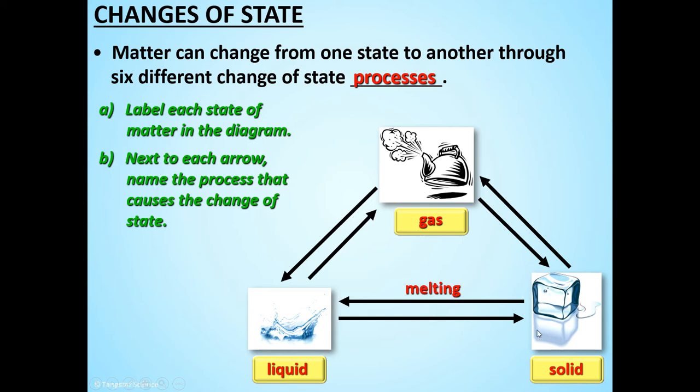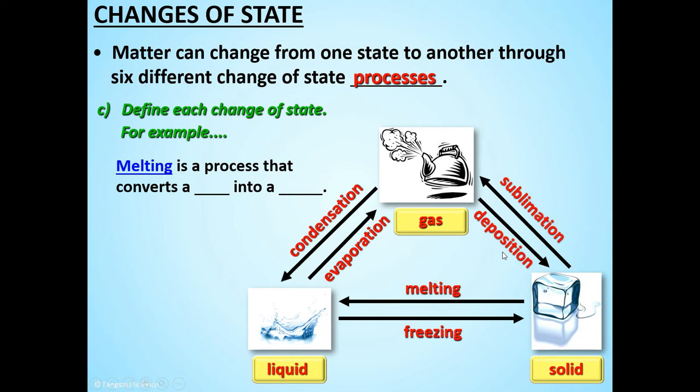To go from a liquid to a solid, that process is going to be called freezing. To go from a liquid to a gas, that process is evaporation. To go from that gas back to a liquid, condensation is going to have to occur. To go from a solid to a gas, sublimation is going to occur. And to go from a gas to a solid, we're going to have deposition occurring.